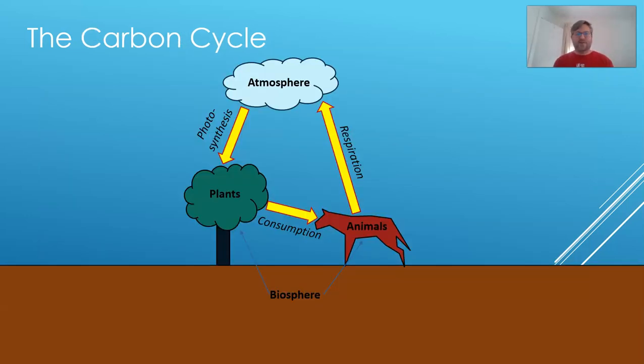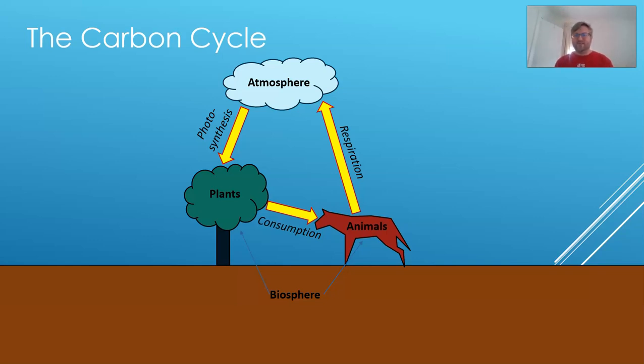So now we're going to talk about the carbon cycle. And this is a really important system when we start to talk about climate change, which is going to be a big part of our course here. So the carbon cycle is a system that moves carbon around through our Earth.